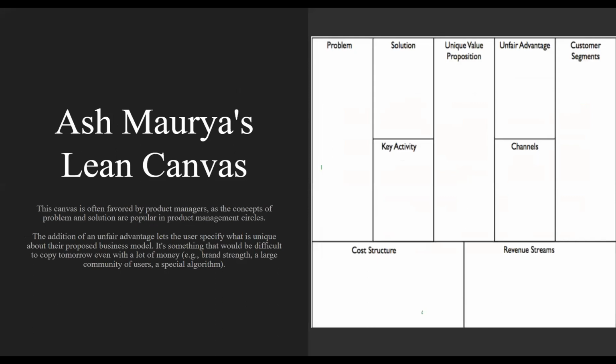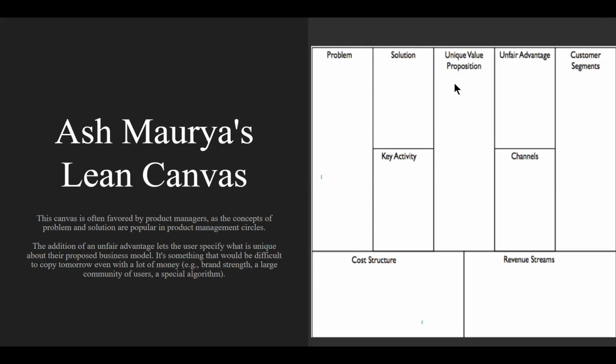And the third and most new canvas is Ash Maurya's lean canvas. In her words, this canvas is favored by product managers, and it's basically going through a problem and the solution. And there is a specific addition to this canvas that the other ones didn't have, which is the unfair advantage. The unfair advantage is, as all of you may have heard, something that you have and others might not be able to buy, even if they have lots of money.